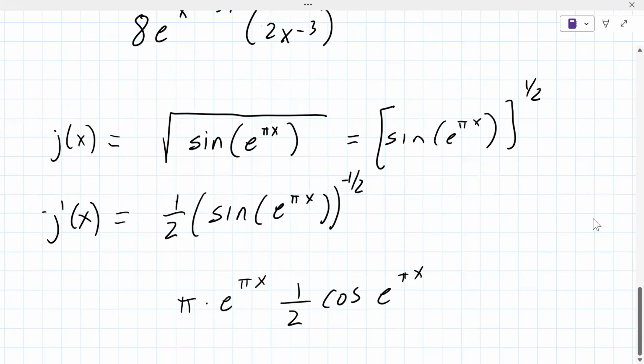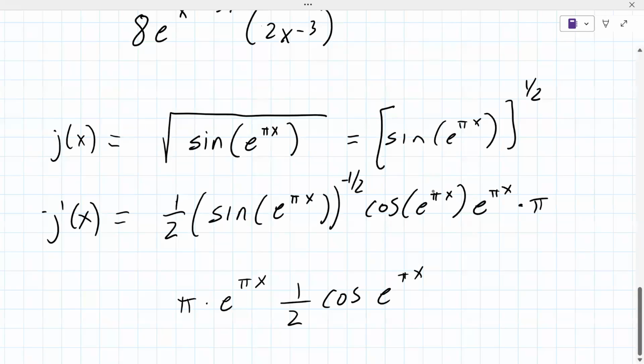Okay. So I knew when you said cosine, I was waiting for a sine. So then your focus is just on the inside function, the sine. The derivative of sine is cosine. Keep that. Then the derivative of e to the pi x is e to the pi x times pi.